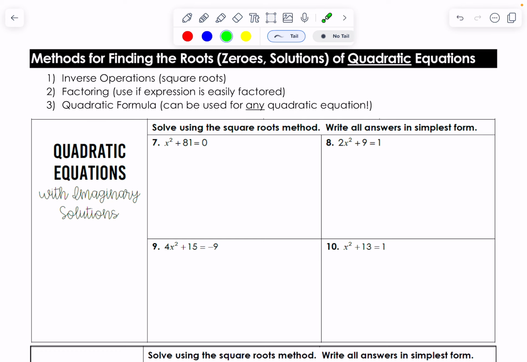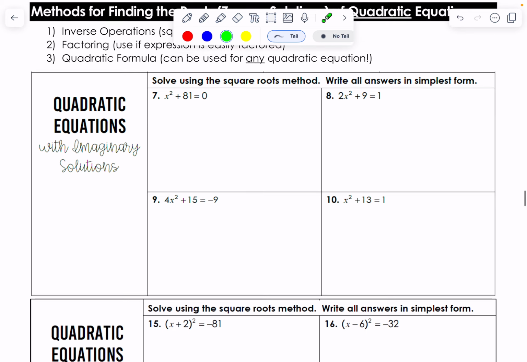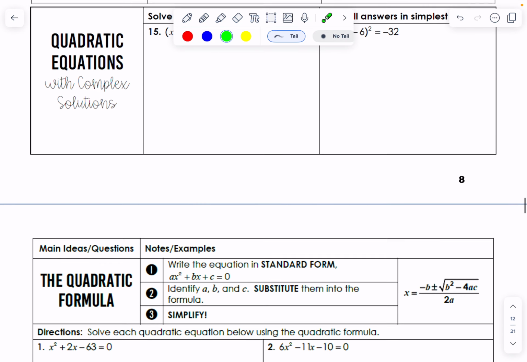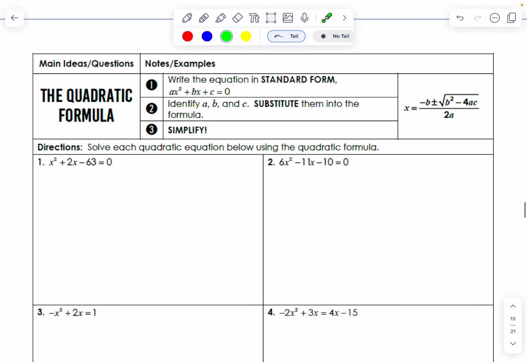Let's go to page 9 because I want to jump right into the quadratic formula piece. Using the quadratic formula, which we've already done, the only thing that's going to be different now is that our radical piece is going to end up having a negative underneath here. So the only thing that's different is this last piece where we're going to be simplifying.